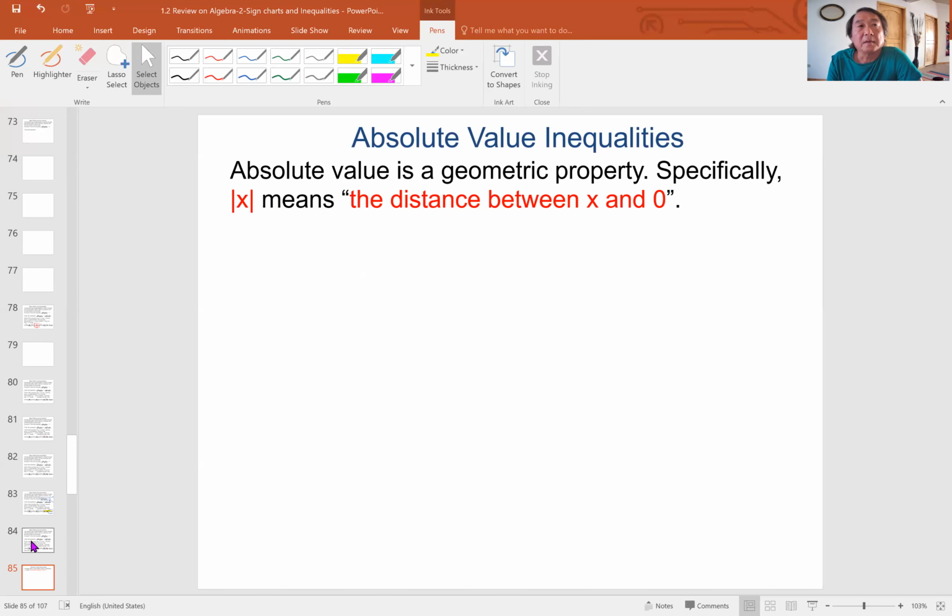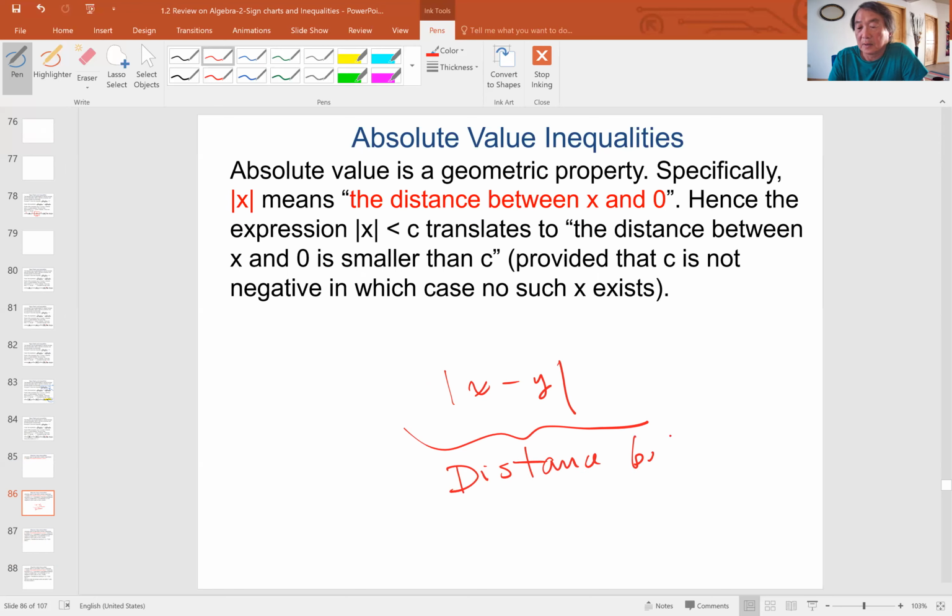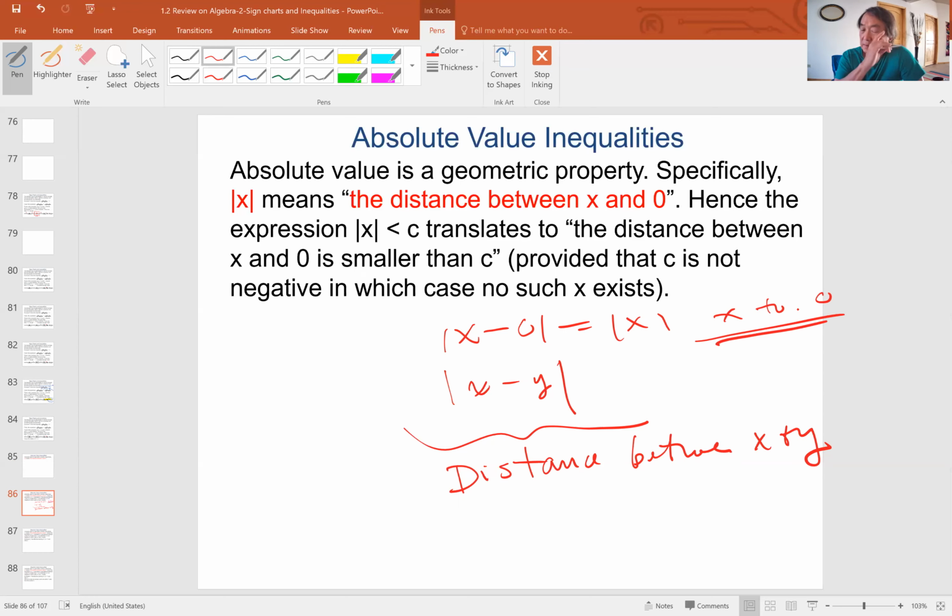Absolute values. We had absolute value from last sections, and so we remind you again, the absolute value of x minus y means the distance between x and y. In particular, absolute value of x minus 0, or x, is the distance between x and 0. Okay, so x to 0 distance.